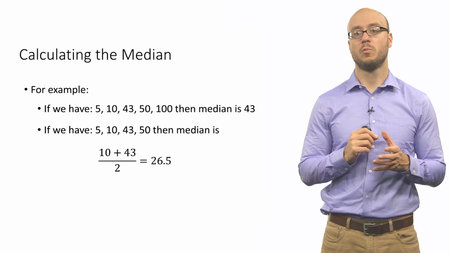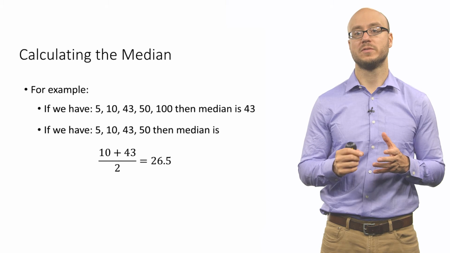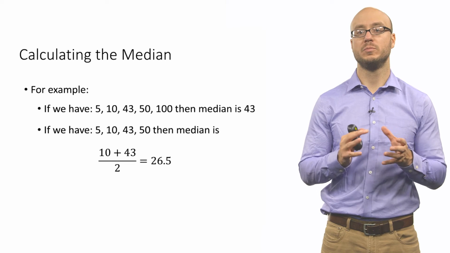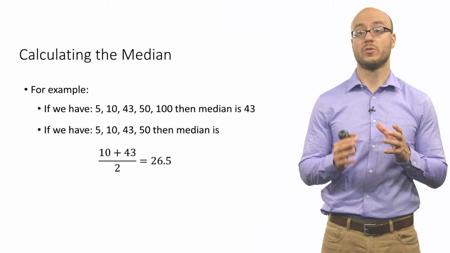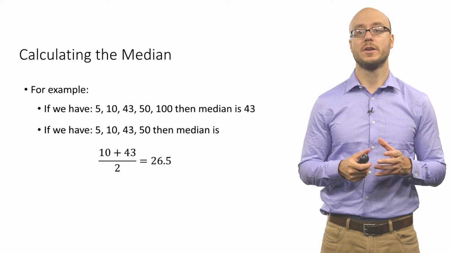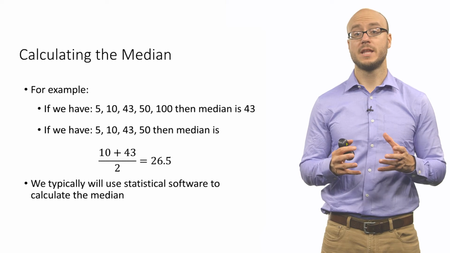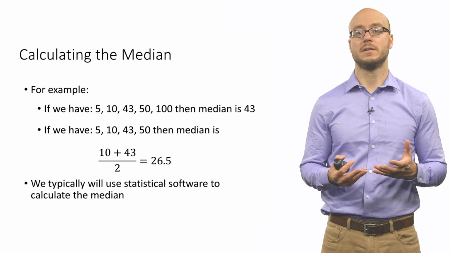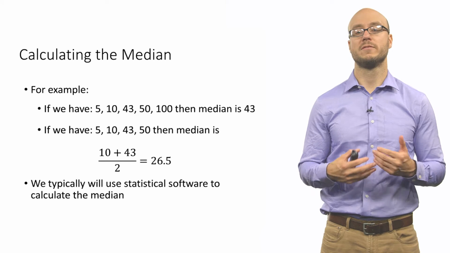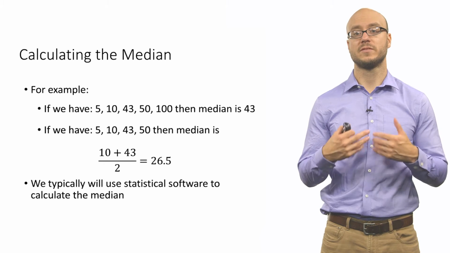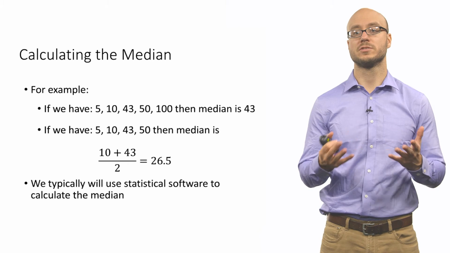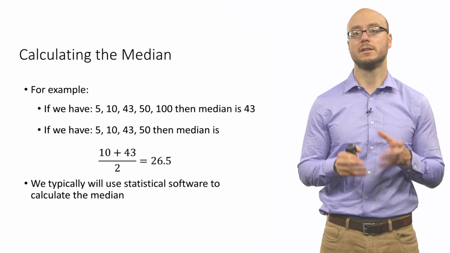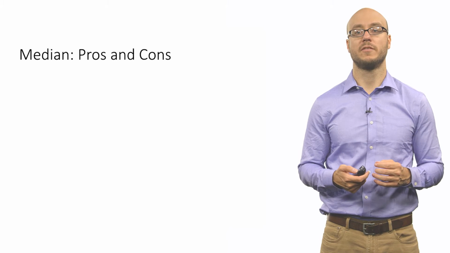Now just to be clear, when we're calculating the median in both of these examples, what you first want to do is order your values or observations from lowest to highest, and then look for the two middle numbers, or the single middle number if you have an odd number of observations. Having said that, typically we will use statistical software to calculate the median, especially when you have more than 5, 6, 7, or 8 observations. If you have 1,000 observations or 1,000,000 observations, the median is easily calculated using modern statistical software.